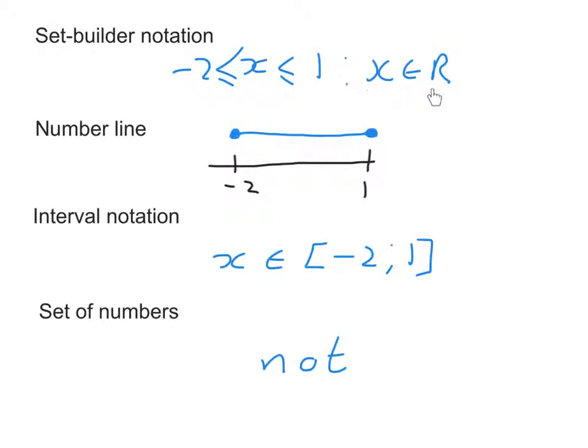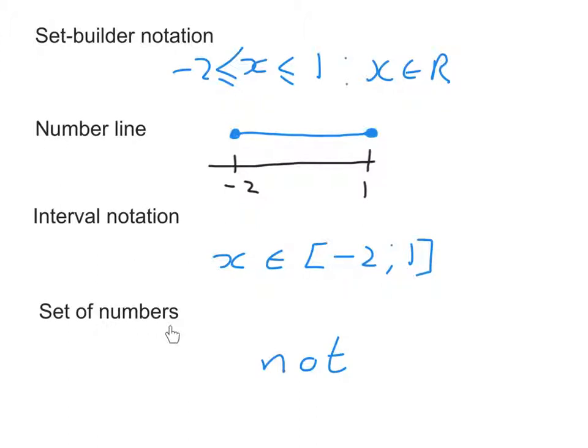So this is how we write it in set builder notation. And then this is how we write it in interval notation. So it is x is an element from -2 to 1, including, because of the square brackets, the -2 and the 1, and all the million numbers in between.